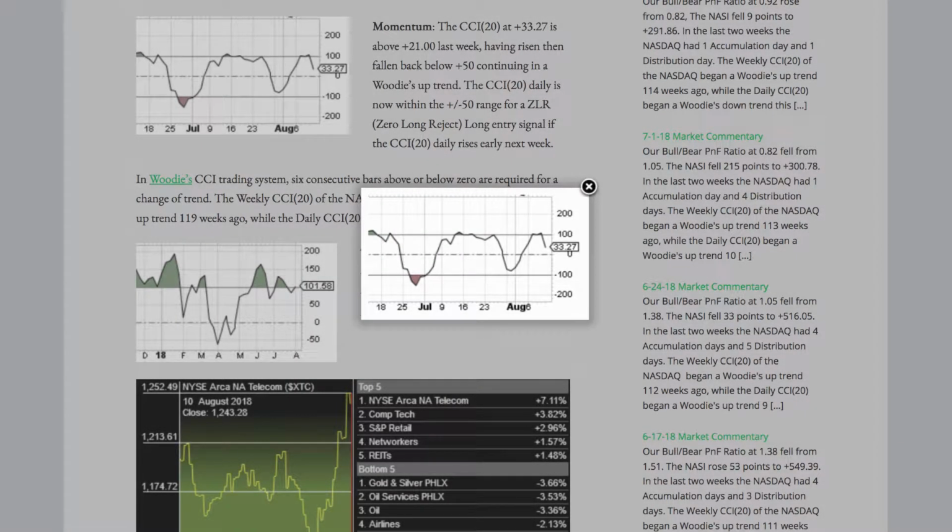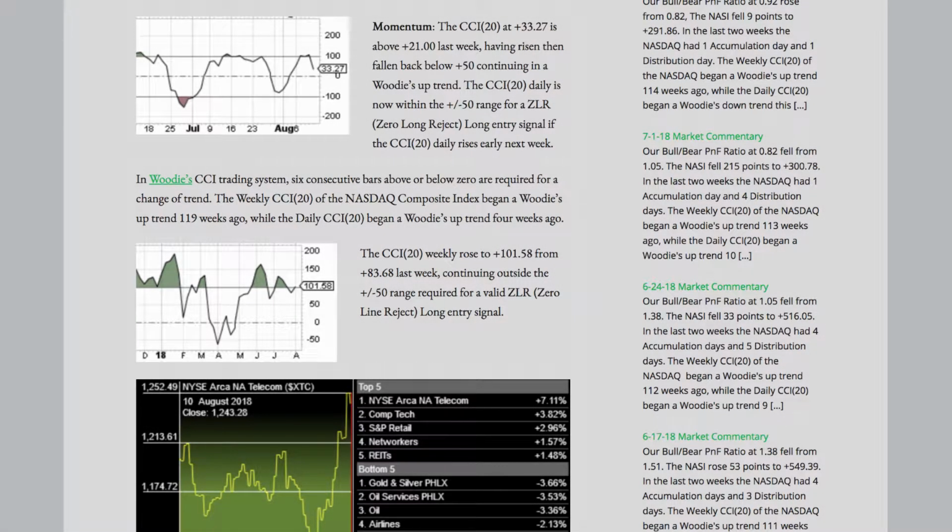Momentum. The CCI 20 daily, at positive 33.27, is above positive 21 last week, having risen then fallen back below plus 50, continuing in a Woody's uptrend. The CCI 20 daily is now within the plus or minus 50 range for a zero-line reject long entry signal if the CCI 20 daily rises early next week. In Woody's CCI trading system, 6 consecutive bars above or below zero are required for a change of trend.